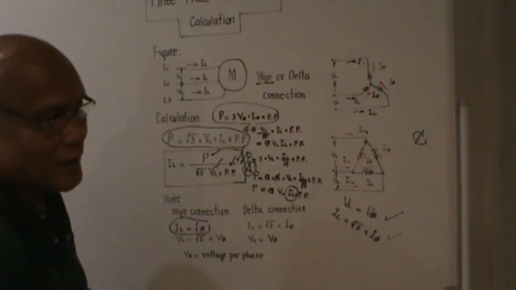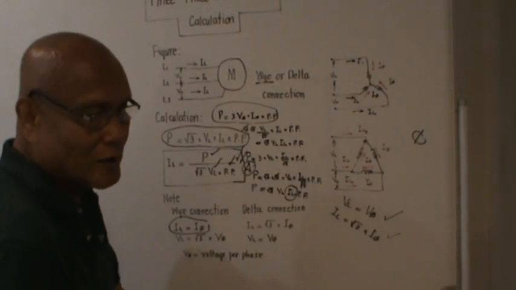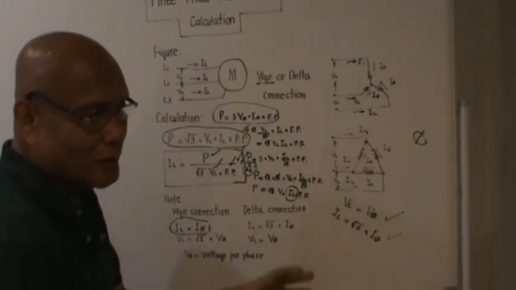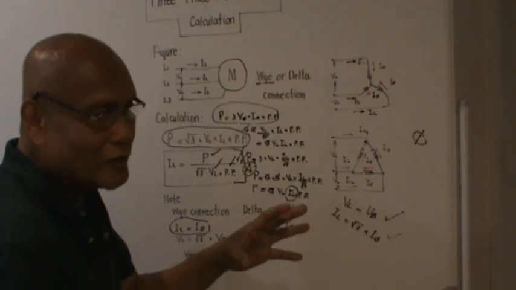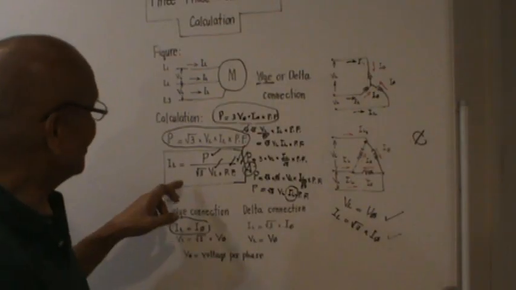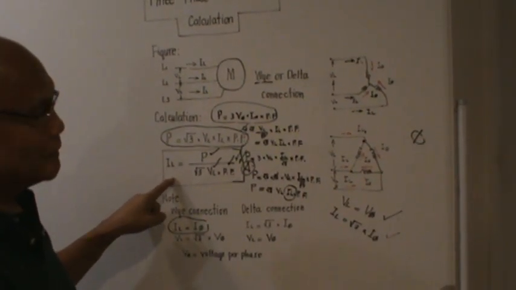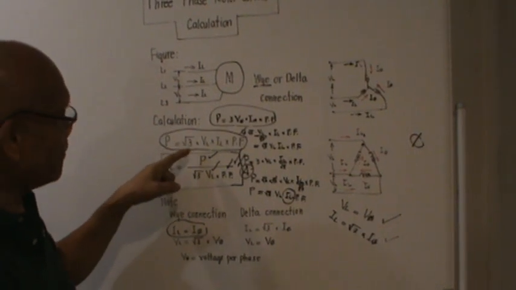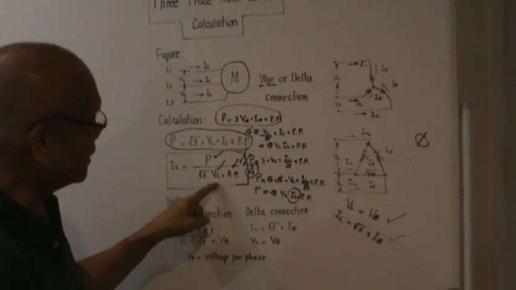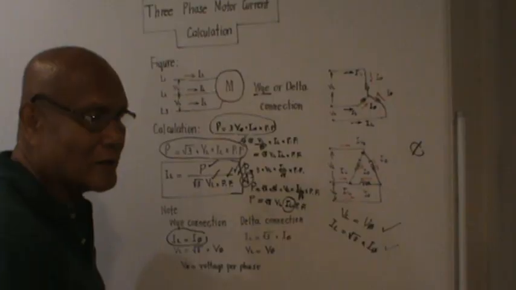The significance of this topic is that whether the motor is connected Y or delta, the general formula for how to compute the line current, which is the same in all the three lines because the motor is balanced, is given by this formula here. Line current will be equal to the total true power over square root of 3 times voltage line to line times power factor. And this is in amperes. Okay, that's it, guys.